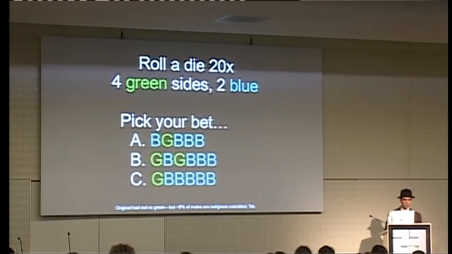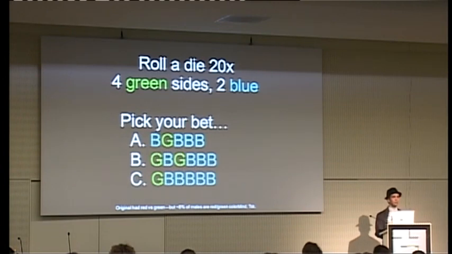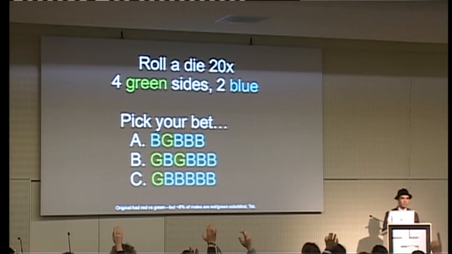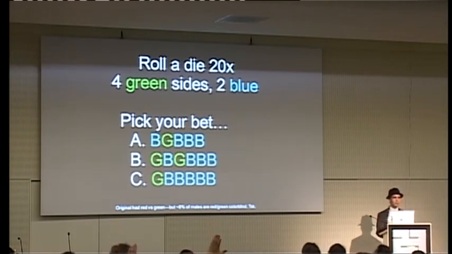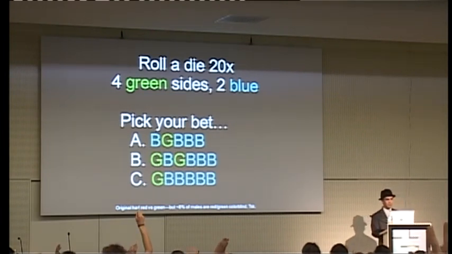So here's a different example, perhaps a little bit more overt. Suppose you have a 6-sided die. 4 sides are green, 2 sides are blue. You roll it 20 times. You get to bet on one of these 3. If the sequence comes up, you win. If it doesn't, you don't. Which do you bet on? Who chooses A? Who chooses B? Who chooses C?